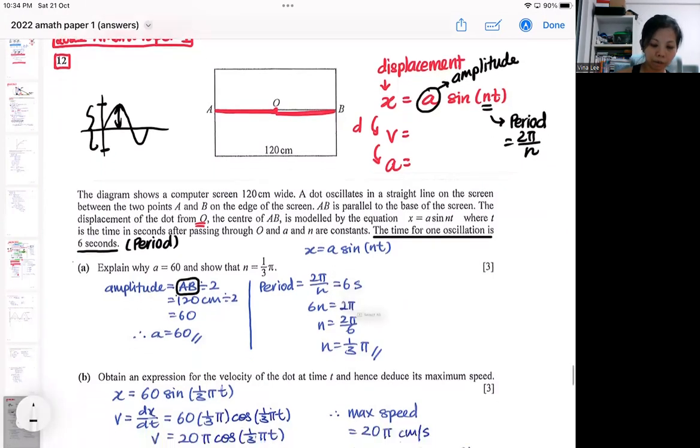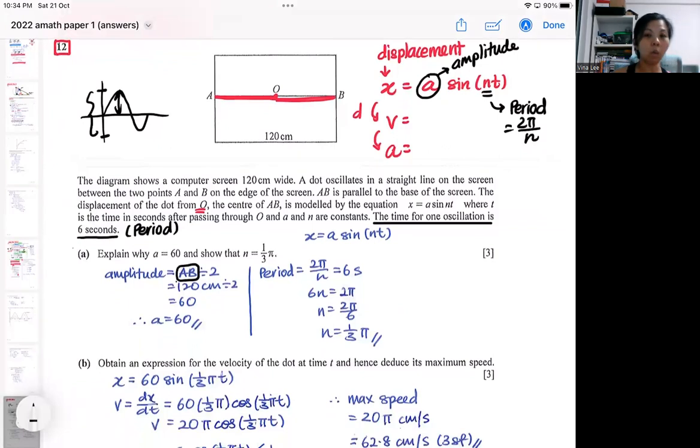And in the case of period, be aware that based on the expression, I can get the period formula. So this is the period formula. Because you are given that the period is 6 seconds, you equate the formula to 6, do your normal cross multiplication, and you will get n equal to 1/3 pi. So part A relies on your concept of amplitude and period of a trigo function.